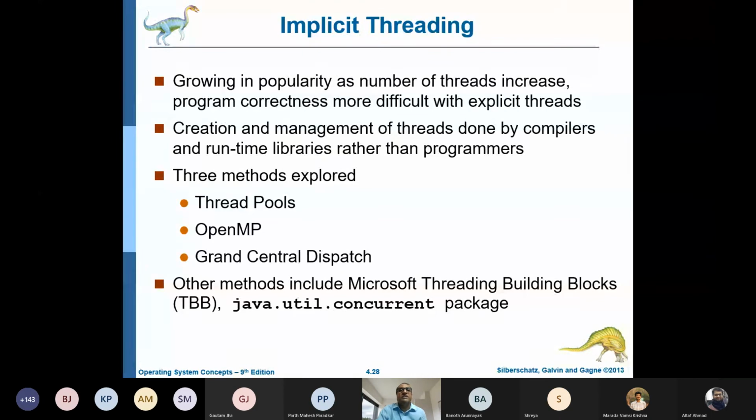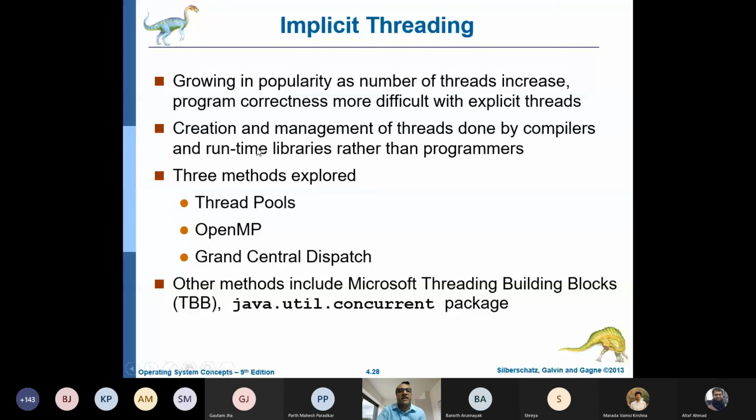And it is also very difficult to check the correctness of this multi-threaded process. So the concept of implicit threading reduces the burden on the application programmer or the system programmer. Implicit threading means that in the program itself, threads are created automatically based on the nature of the code, and then the threads are managed automatically. That's the concept of implicit threading.